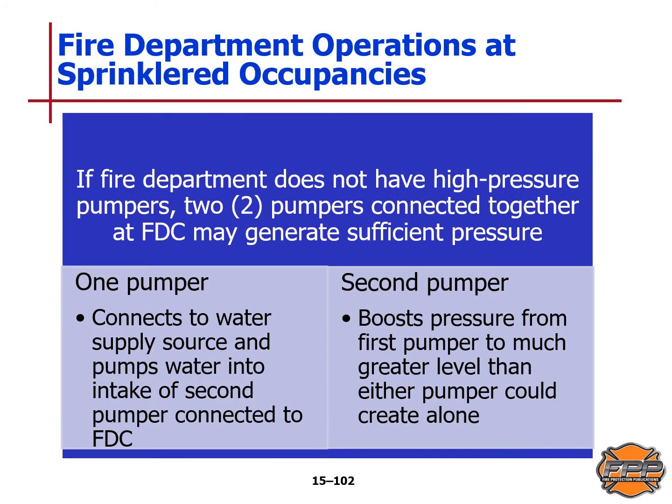If the fire department does not have a high-pressure pumper, two pumpers connected together at the fire department connection may generate sufficient pressure. One pumper connects to the water supply source and pumps water into the intake of a second pumper connected to the FDC. The second pumper boosts pressure from the first pumper to a much greater level than either pumper could create alone.